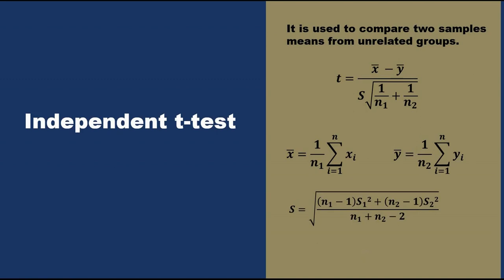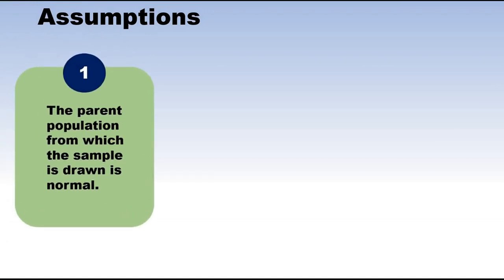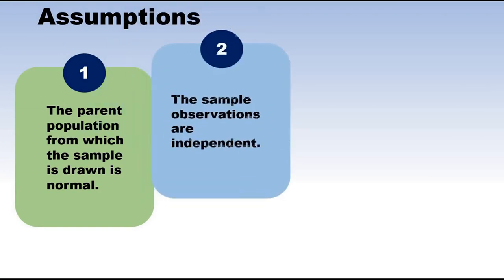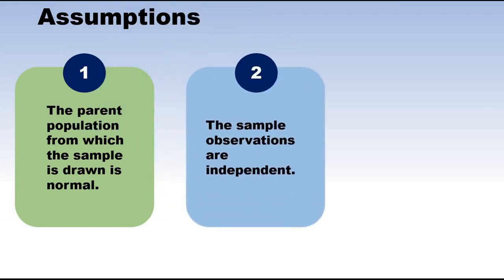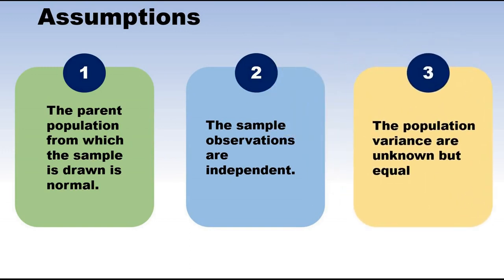Let's see the assumptions of the independent t-test. The first assumption is the parent population from which the sample is drawn is normal. The next one is the sample observations are independent. And the last one is the population variances are unknown but equal. Let's go to Excel and see how to calculate the independent t-test in Excel.